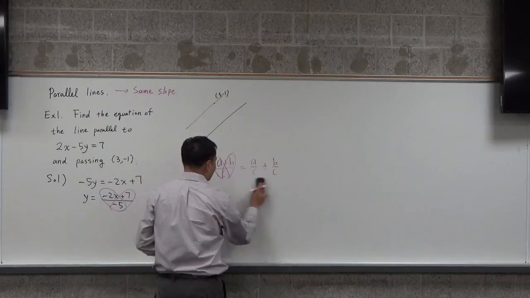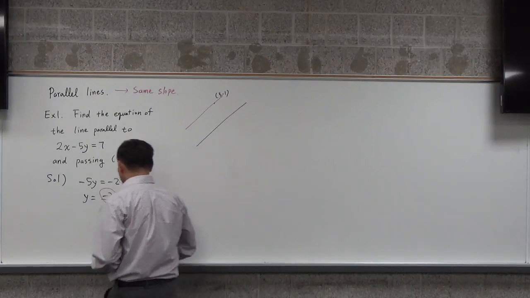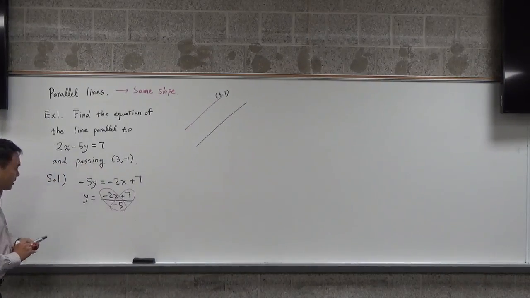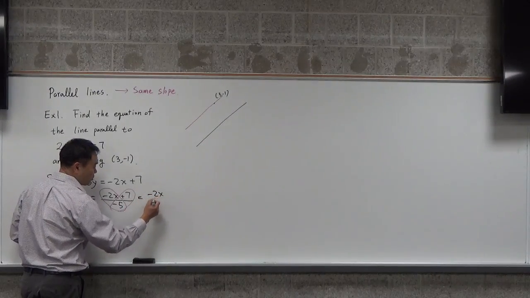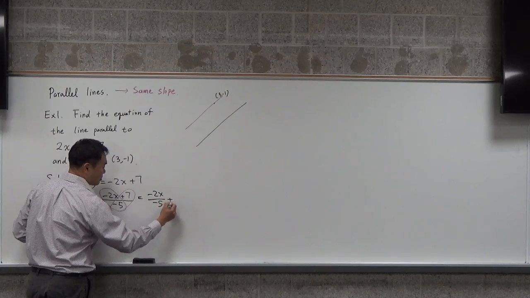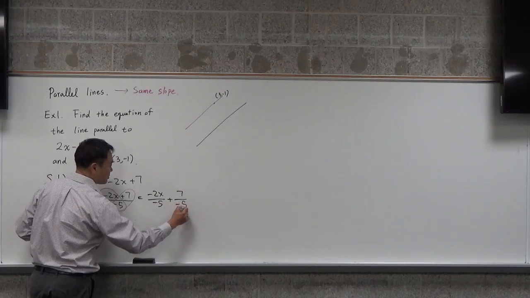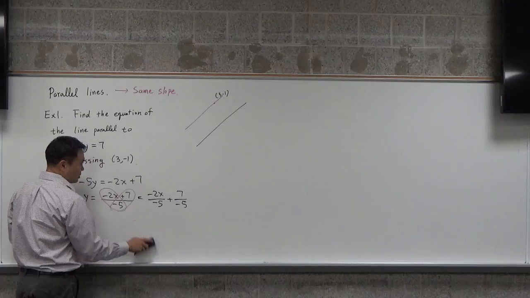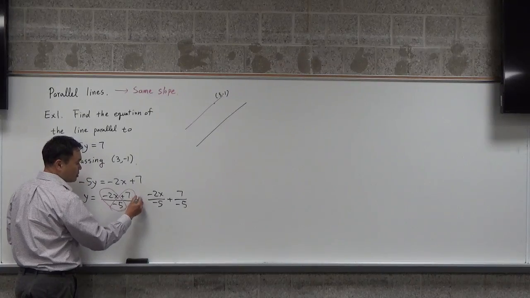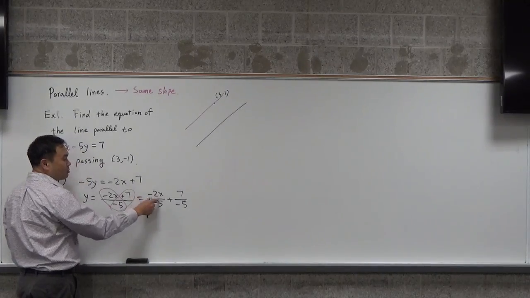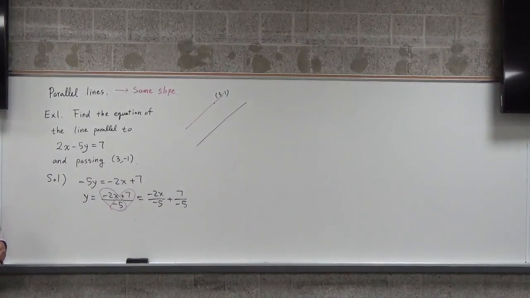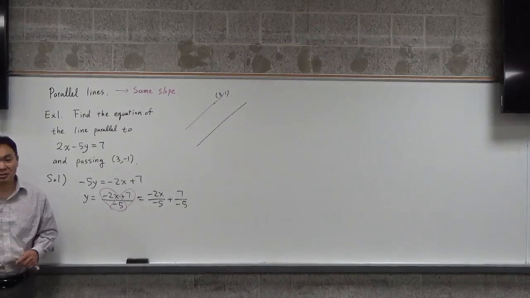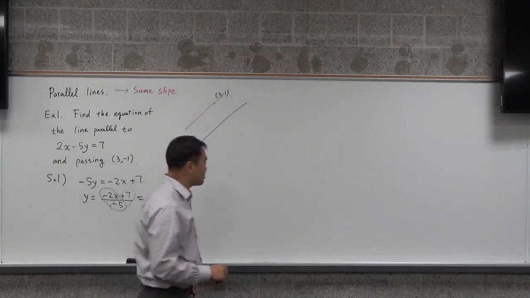Okay, so using that, I get that this is going to be negative 2x over negative 5 plus 7 over negative 5. But still, this is not a number times x. So what should we do? How can we convert this into a number times x? Well, we just do it.